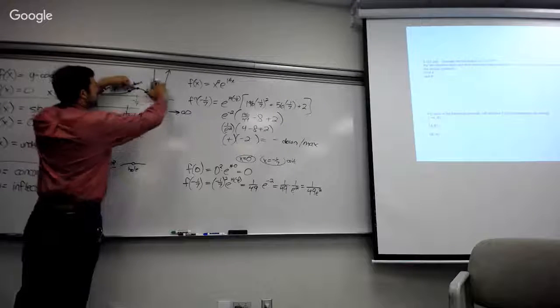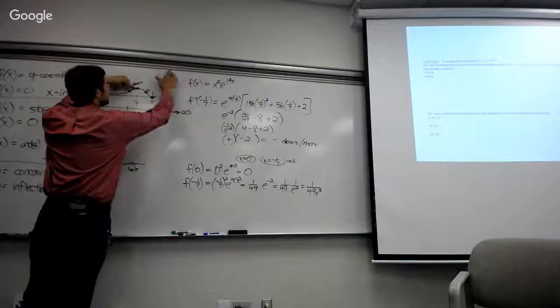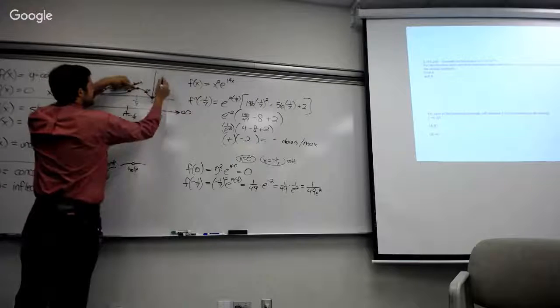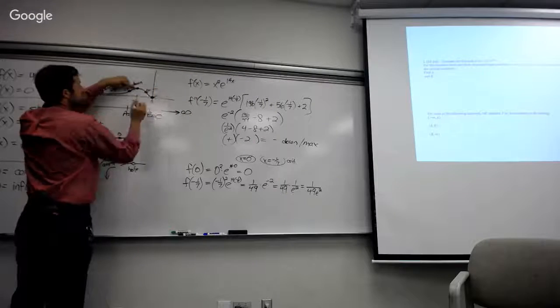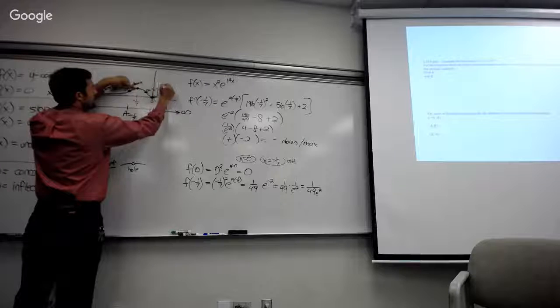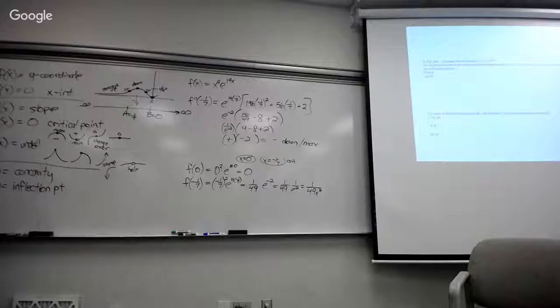So if you were to mark it on your y-axis, you'd say, okay, how high up is that point? That coordinate is at 1/49e squared. That's how high up it is, which is not very high, is it? I mean, that's a very, very, very small fraction.